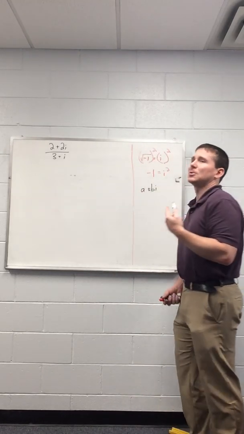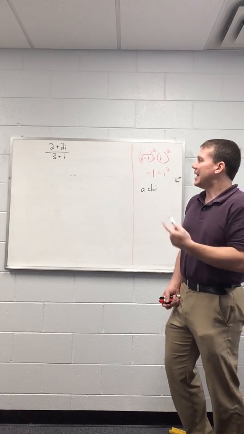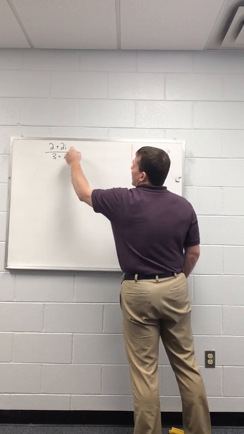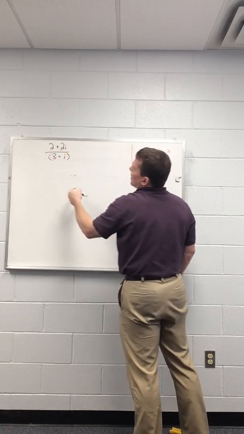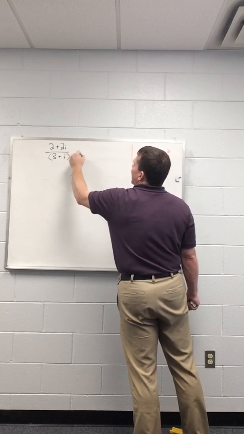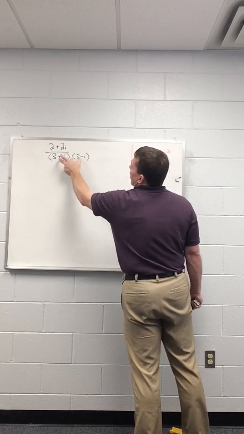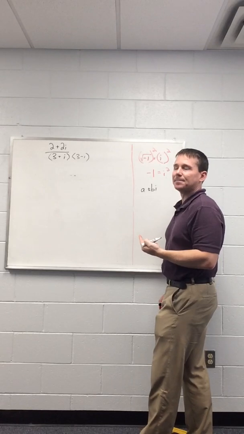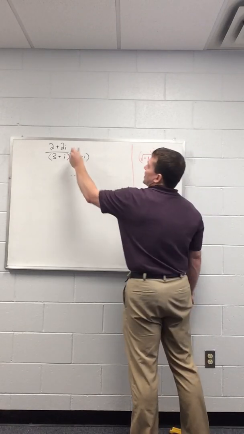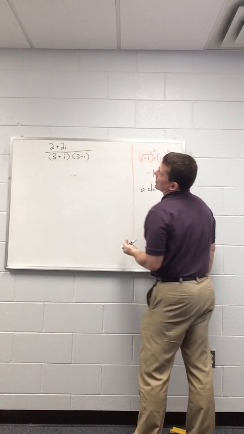In math, we have what's called conjugates. And essentially, to conjugate something, you flip the sign. What we're going to do is look at the denominator and find its conjugate. The conjugate of 3 plus i is 3 minus i. All you do is flip the sign. There's a reason for this, which we will see in a moment. So just bear with me on this.